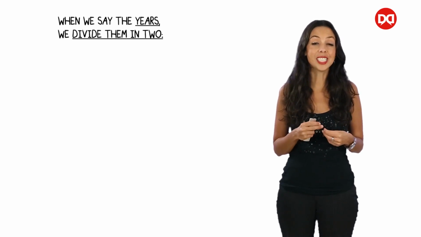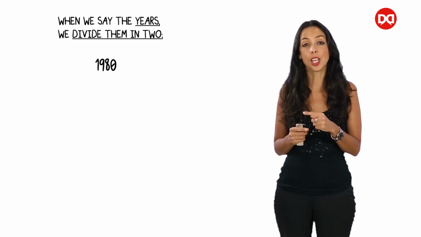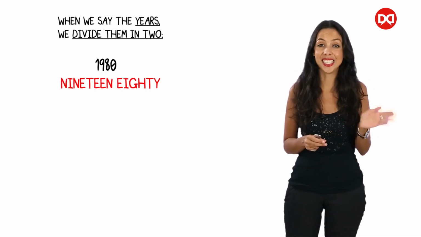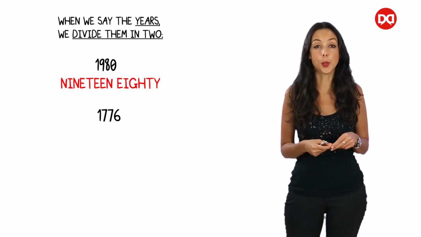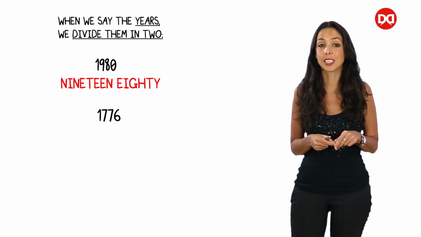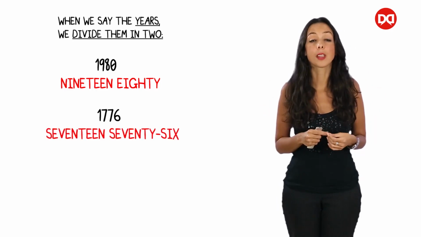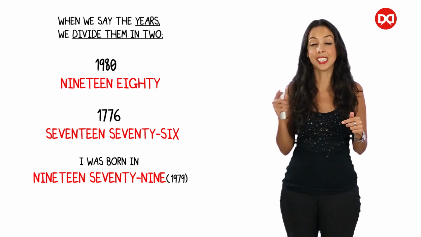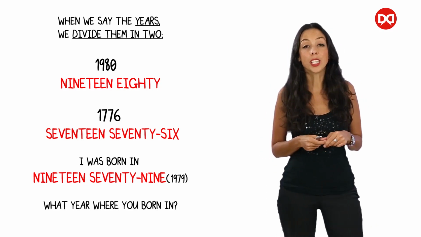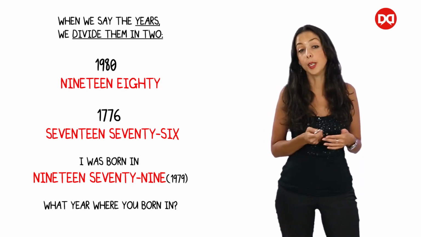When we go to years now, we divide them in two. So if you want to say a year, for example, 1980, you divide it into two: nineteen eighty. Or 1776, you would divide it again into two: seventeen seventy-six. I was born in 1979, nineteen seventy-nine. What year were you born in? Again, we use the preposition in with the years as well.